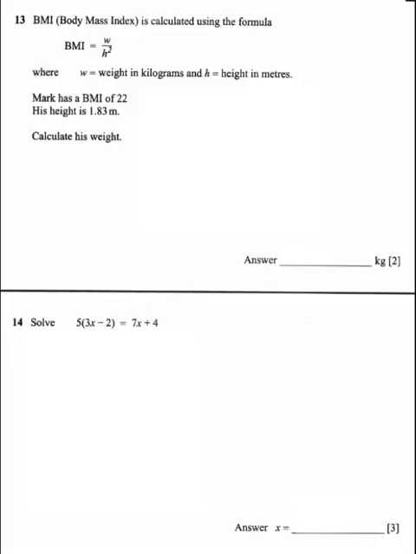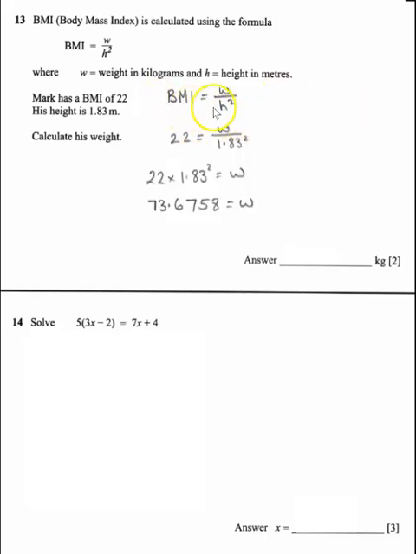So question 13 is a substitution question. It tells you that BMI, body mass index, is calculated using a formula, and it's got a formula here. So the BMI is the weight divided by your height squared. Mark has a BMI of 22 and his height is 1.83 meters. Calculate his weight. So it's just a substitution question.